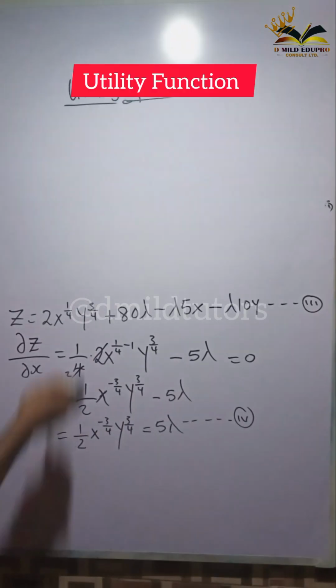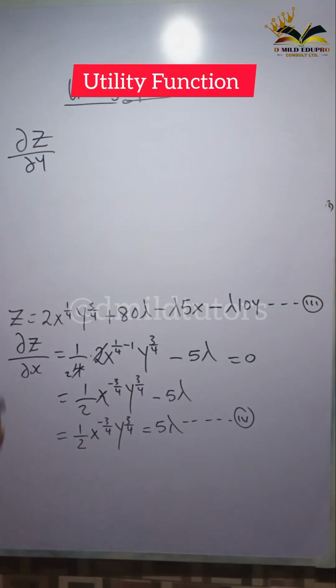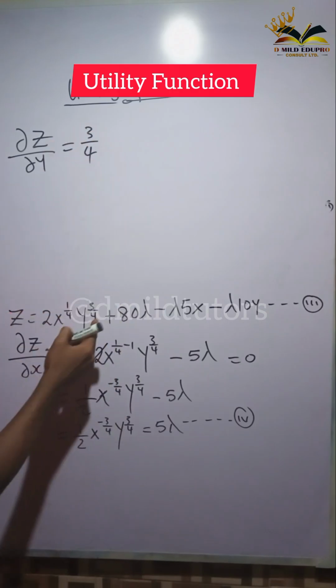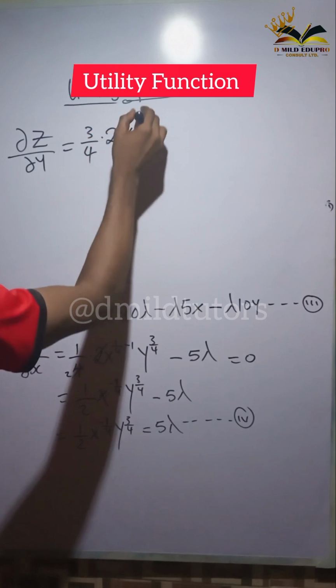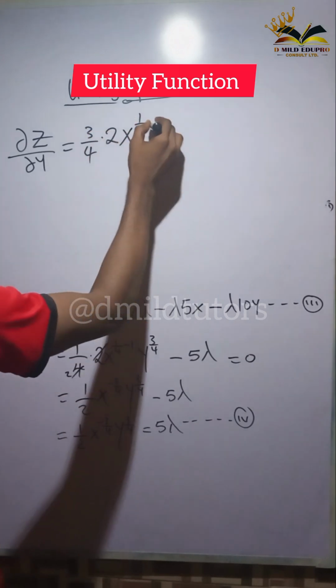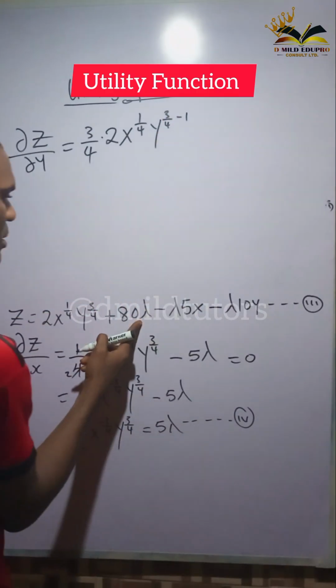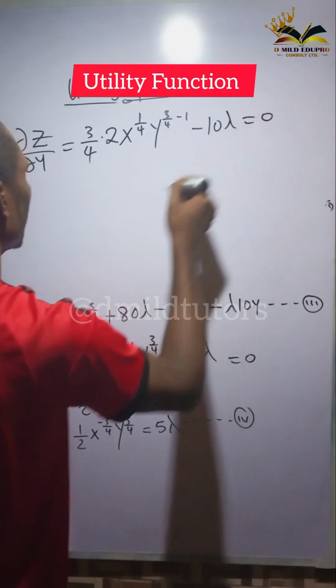So now to differentiate z with respect to y, this power 3 over 4 comes to multiply, times 2x^(1/4), then y^(3/4 - 1), then this is 0, this is 0, then we have minus 10 lambda equals 0.